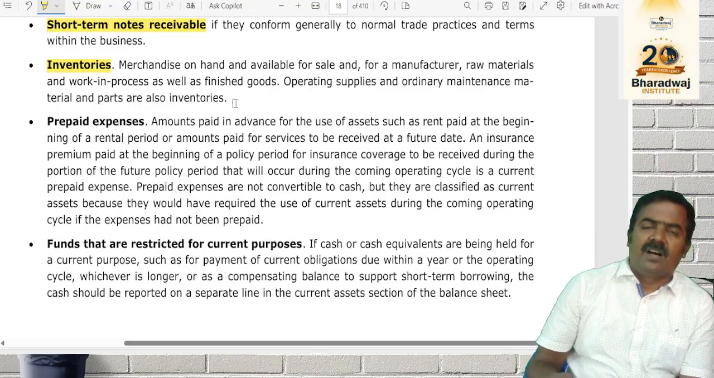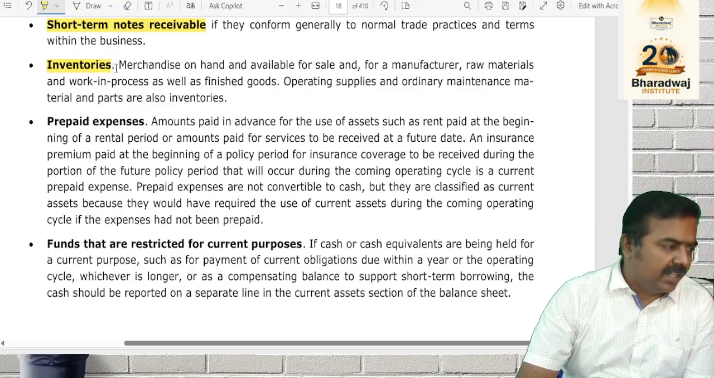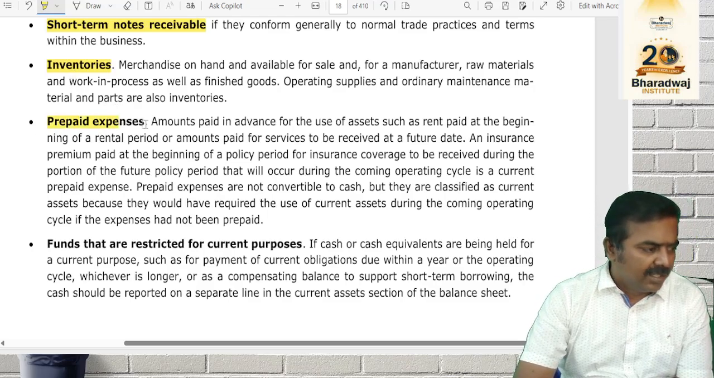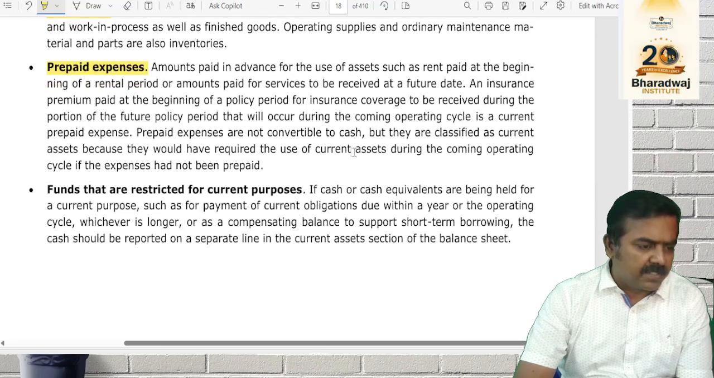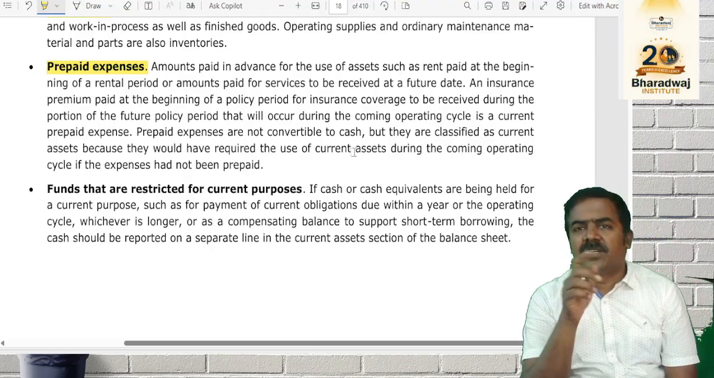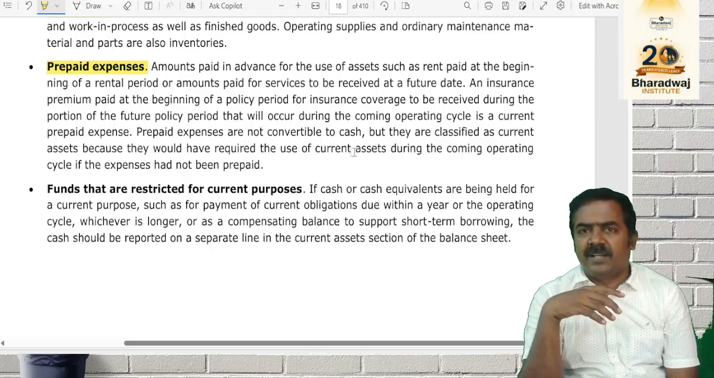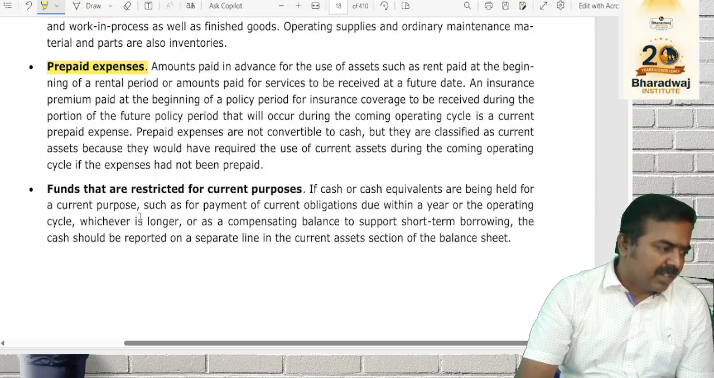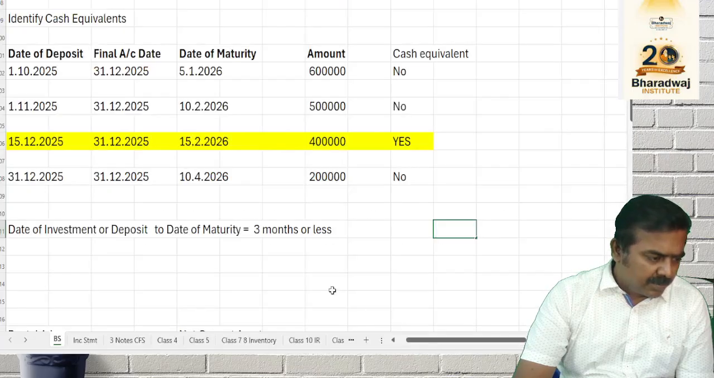Inventories: all types of inventories in the ordinary course of business, raw material, work in progress, finished goods, or consumable stores, everything is part of which one? Inventories. What is the next one? Expenses paid in advance. For example, salary advance paid, rental advance paid, all those things we call which one? Prepaid expenses.